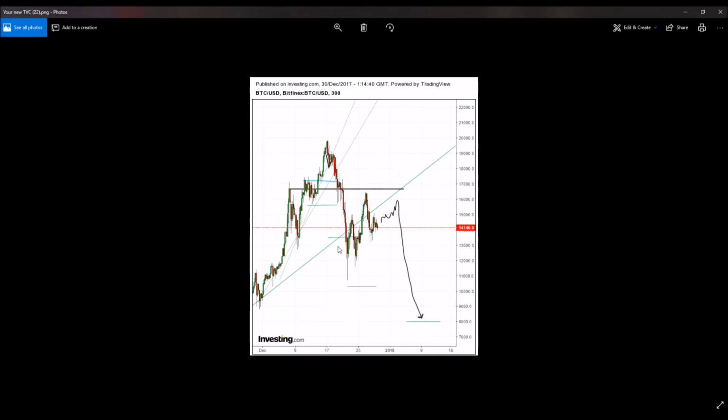This is a chart that I drew up on December 30th. If you check out my Instagram at dread.pirate.forex, you'll see we actually bought Bitcoin up to 19,000, and that's where we got out.